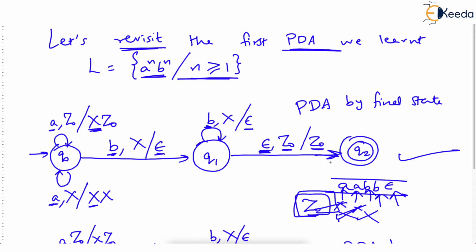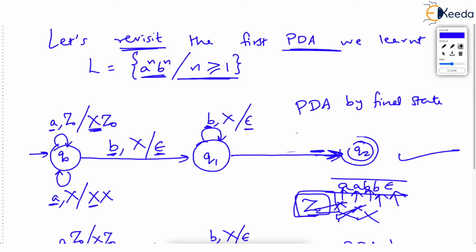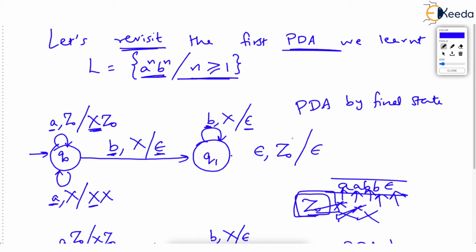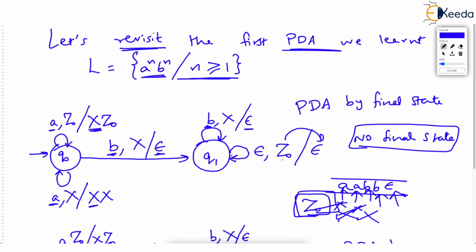Now what if we say that instead of keeping that Z0 as it is and entering the final state, just observe, on epsilon, when the input is over, and if the top is Z0, we will pop that Z0 also. We will remove that Z0 and stay in Q1. Just notice, in this PDA there is no final state. No final state. But this PDA is valid. This PDA is absolutely right.